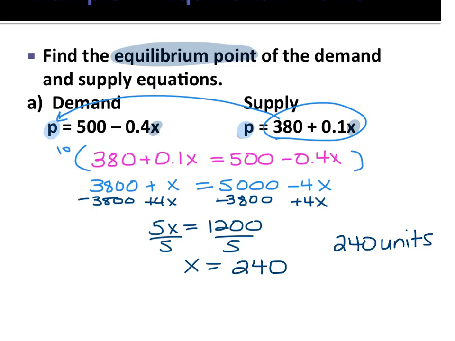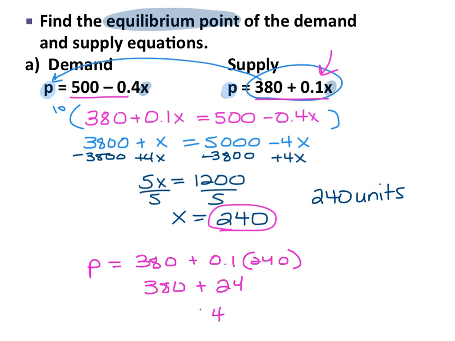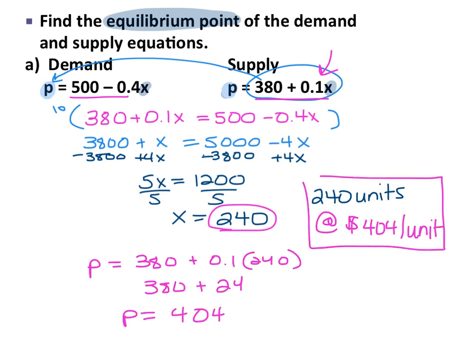The second part of this is how much do you want to sell them for? And that's what P represents, the price. So I'm going to take this and I'm going to plug it back in, and you can plug it back into either one, but 0.1 times 240 is a little bit easier than 0.4. So P equals 380 plus 0.1 times 240. 380 plus 24, which is 404. So ideally you would sell 240 units at $404 per unit. That is your equilibrium.